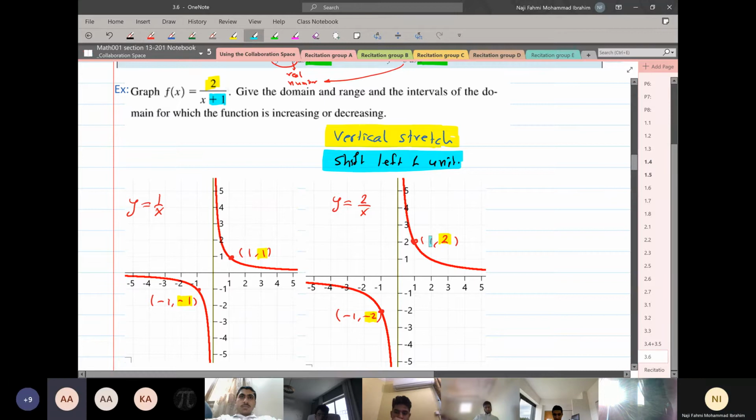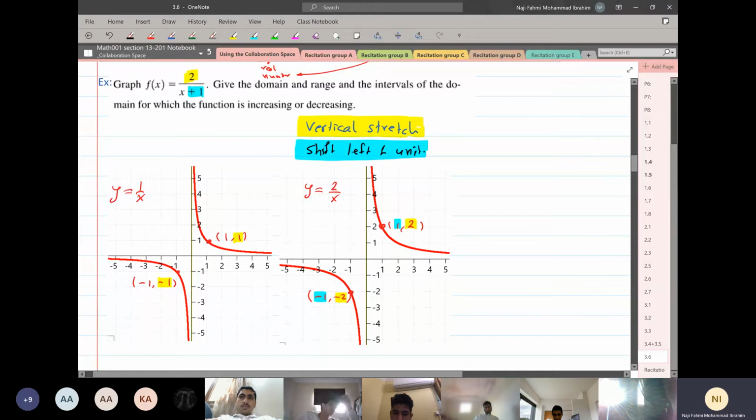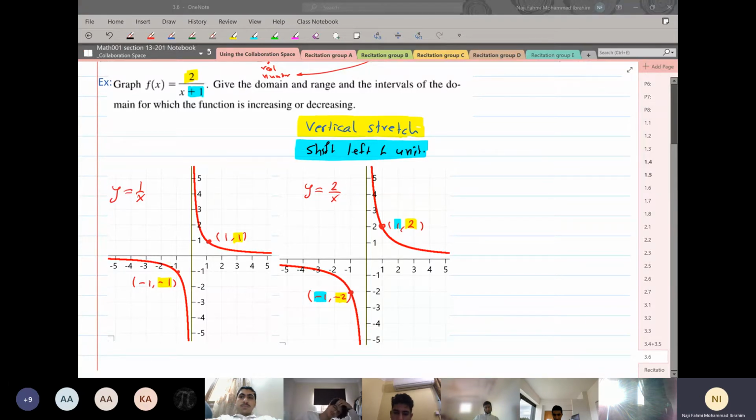Value of X. So here, the values of X, what are they? I have 1 and -1. If I shift to the left 1 unit, what will the values of X be? 0 and -1 and -2. Thank you very much. Let's plot these now.